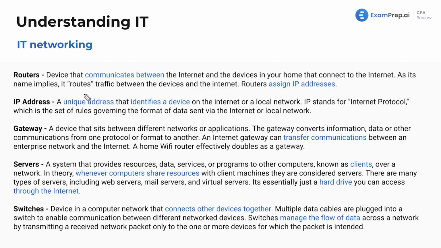Now, what is an IP address? An IP address is the unique address that identifies a device on the internet or a local network. You can look up your own IP address on the computer. I'm not going to go over how to do that, but yes, you all have your own individual IP address. You might have heard this in TV shows, right? Oh, find their IP address, and hacking or security, something like that. IP stands for Internet Protocol, which is the set of rules governing the format of data sent via the internet or a local network. So that is what tags you.